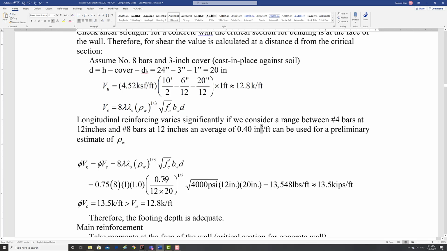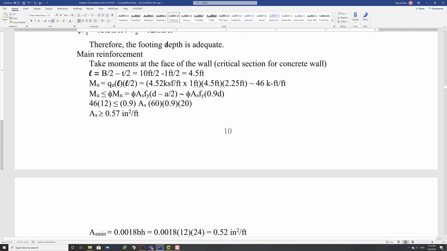Notice that if I put here 0.4, gosh, I would not make it. I would be changing this D significantly, when I don't need it. So in footings, try to be a little bit more on the high side. Okay, the footing depth is adequate.